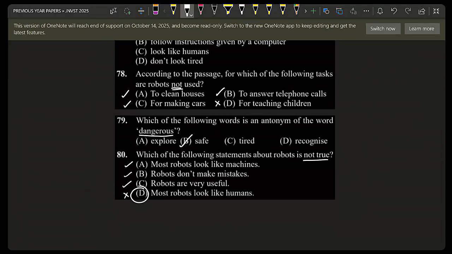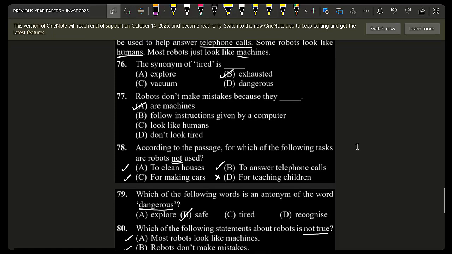Yes, Cyber, then. What is your doubt? Question 77, sir. It is clearly mentioned in the first and second passage, follow instructions. They have mentioned in the passage that they will do the work according to the instructions given by the computer. But the question is, why are they not making mistakes? They are not making mistakes because they are machines, not because they follow instructions by computer.